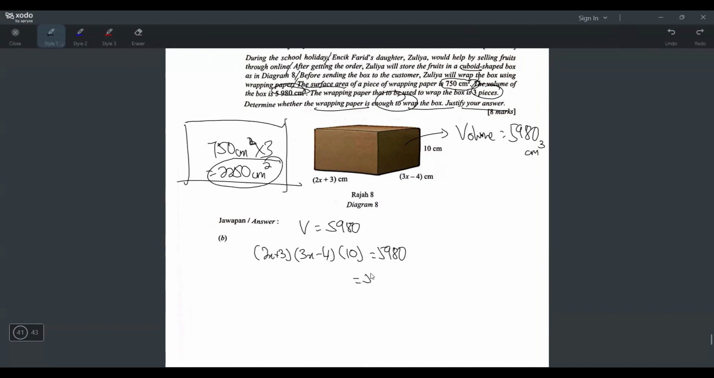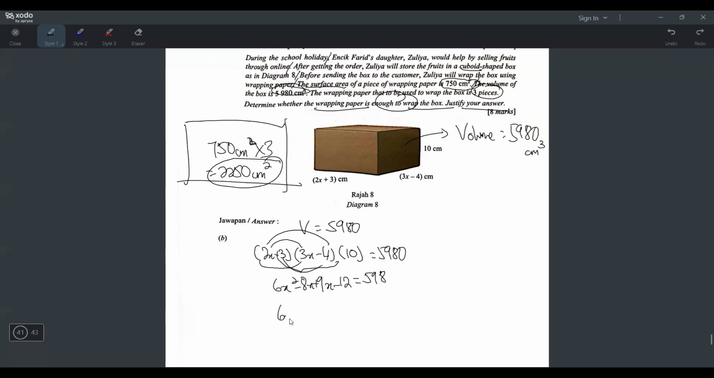Because if I do that, then the number becomes smaller, 598 like this. And then just left with this, right? And how to expand this? Front times front, front times back, back times front, back times back. So 2x times 3x, 6x squared. 2x times negative 4, negative 8x. 3 times 3x, 9x. 3 times negative 4, negative 12, okay.